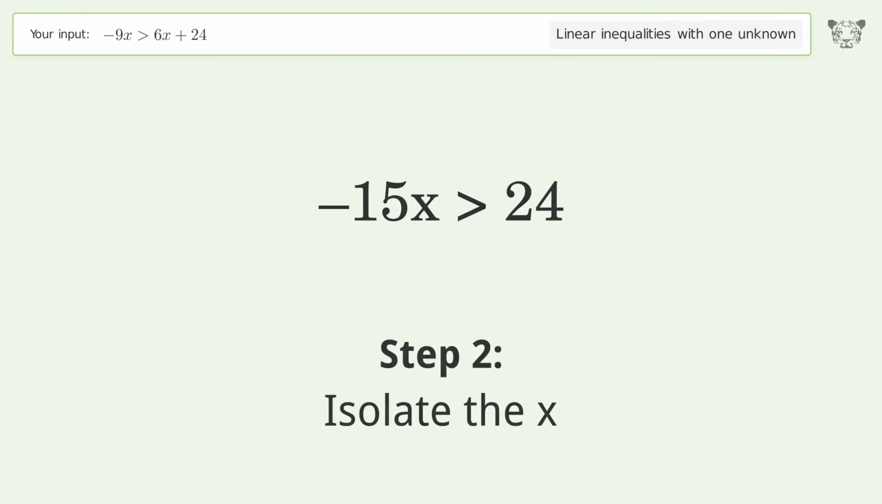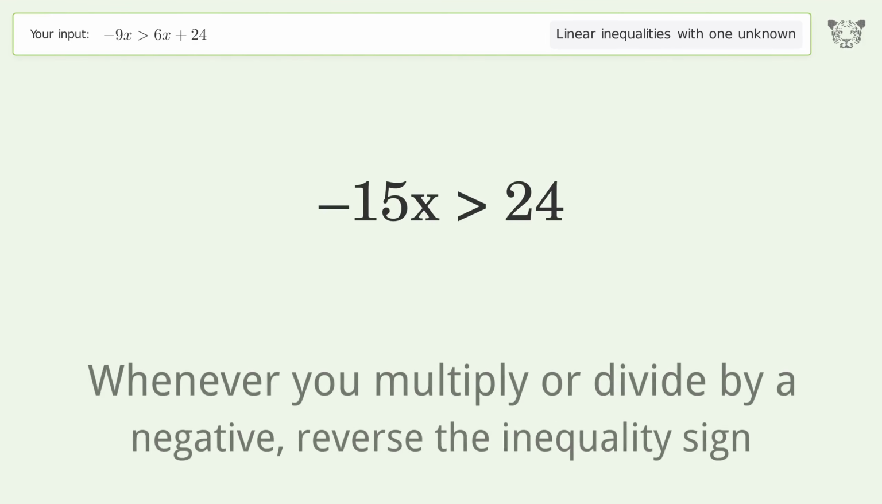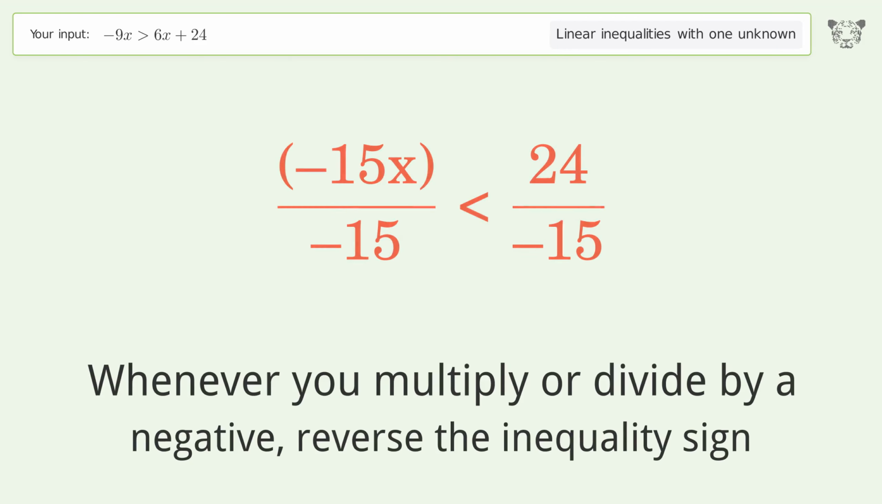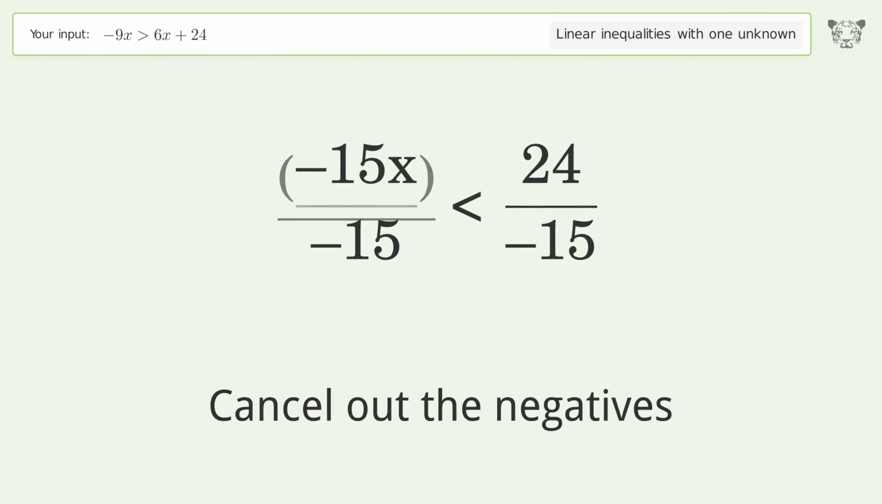Isolate the x. Divide both sides by -15. Whenever you multiply or divide by a negative, reverse the inequality sign. Cancel out the negatives.